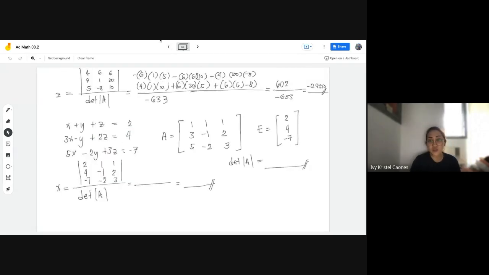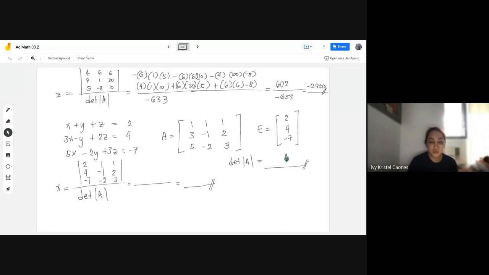It is best to use the Cramer's rule if you only need a certain variable. Let's say you only need variable x. You don't need the variable y and z. So it is easier to solve the problem using Cramer's rule other than the Gaussian Elimination and Gauss-Jordan.